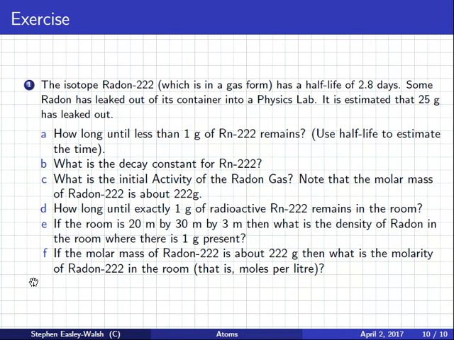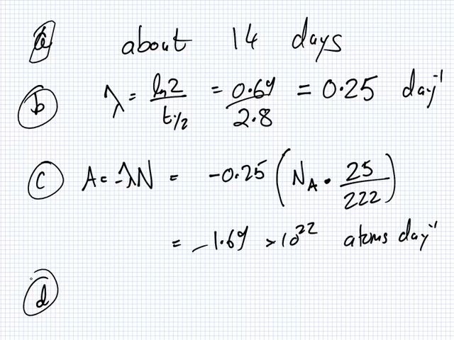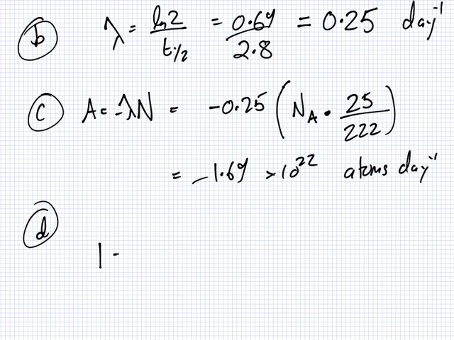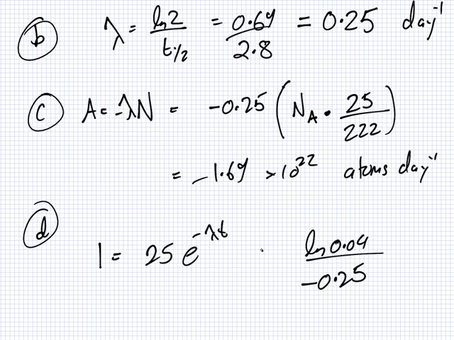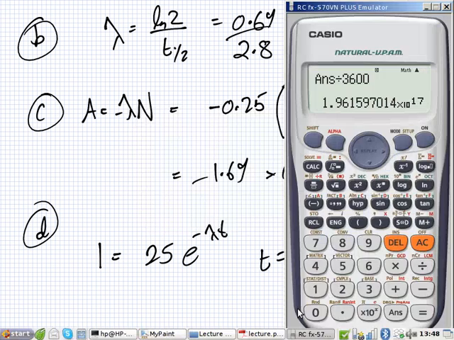Now, part D: how long exactly until there's 1 gram left? Previously we estimated this as 14 days, but let's calculate it exactly. We have 1 gram is what we want, and we start off with 25 grams, e to the minus lambda t. So this works out to be log of 1 over 25, which is 0.04, over, in my case, minus 0.25, because that's what I'm using for my decay constant. So log 0.04 divided by 0.25, and I got about 13 days, which isn't too bad, 12.88 days.